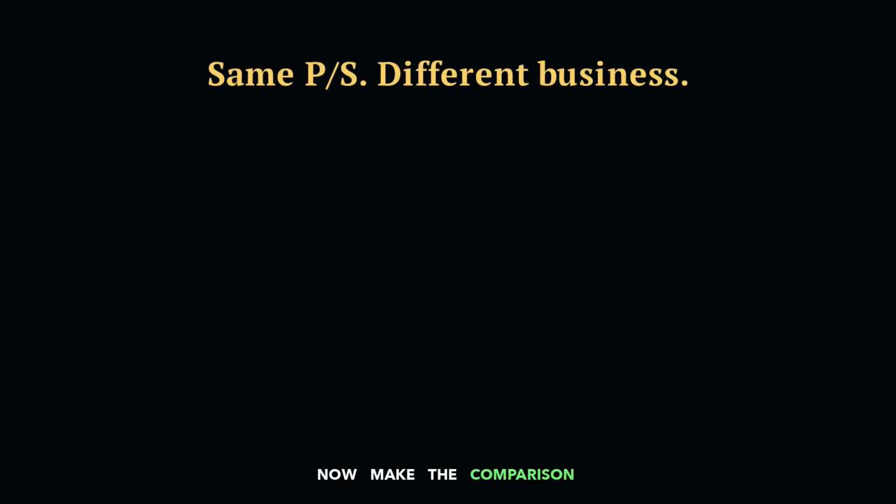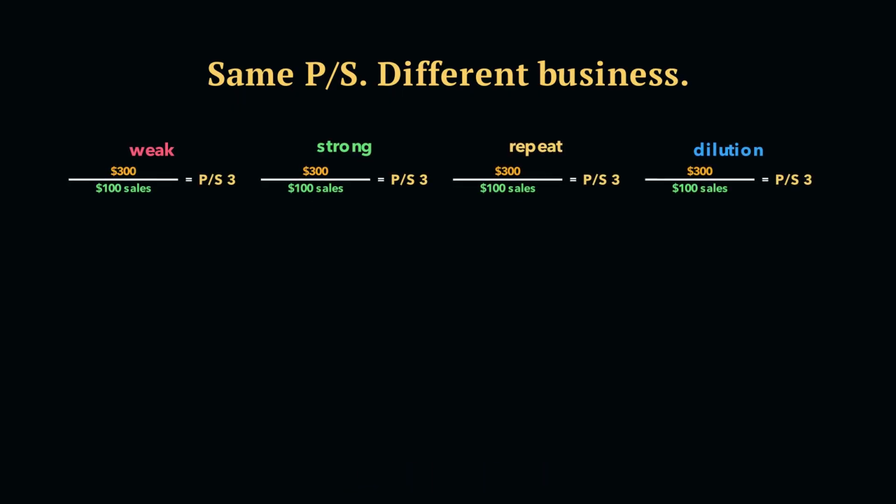Now make the comparison harder. 4 companies all trade at PS of 3. Each has $100 of sales. Each is valued at $300. Same number, different business. Company 1 has weak sales. Most of each dollar leaks out.